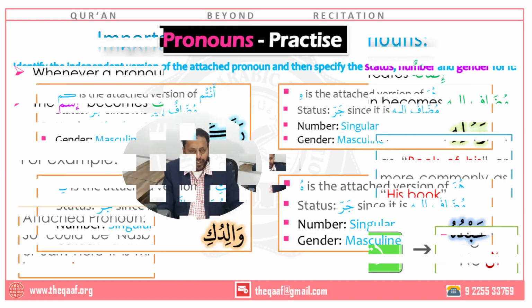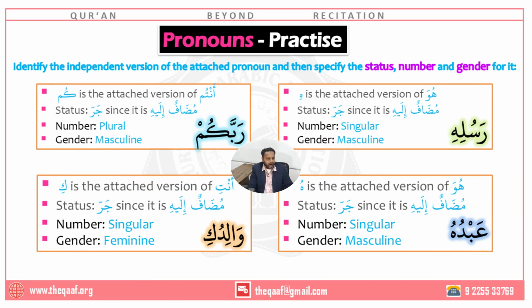Pronouns practice. Identify the independent version. Independent means detached of the attached pronoun, then specify status, number, gender. You will be shown a word. You are supposed to identify the attached pronoun there. What is the detached form of it? And then provide the status, number, gender for the attached version.